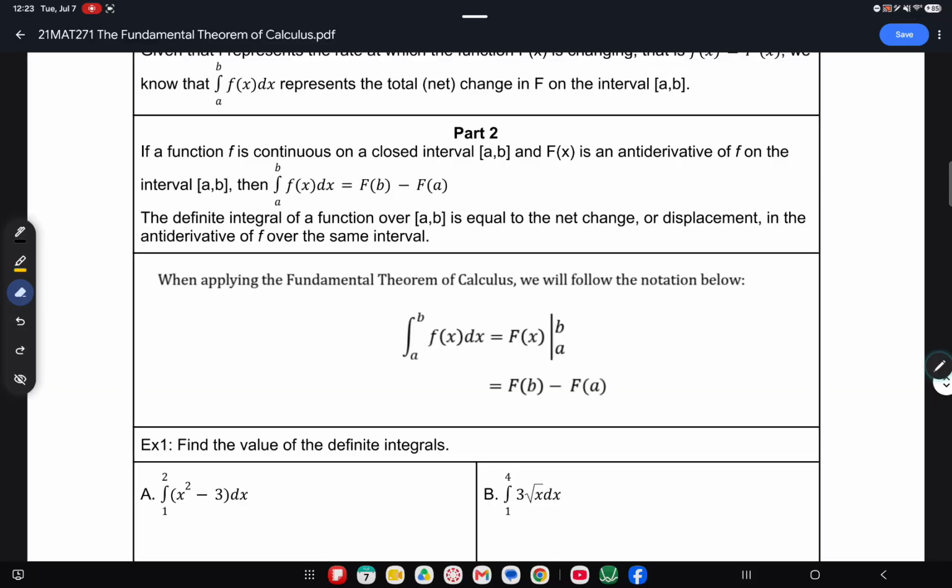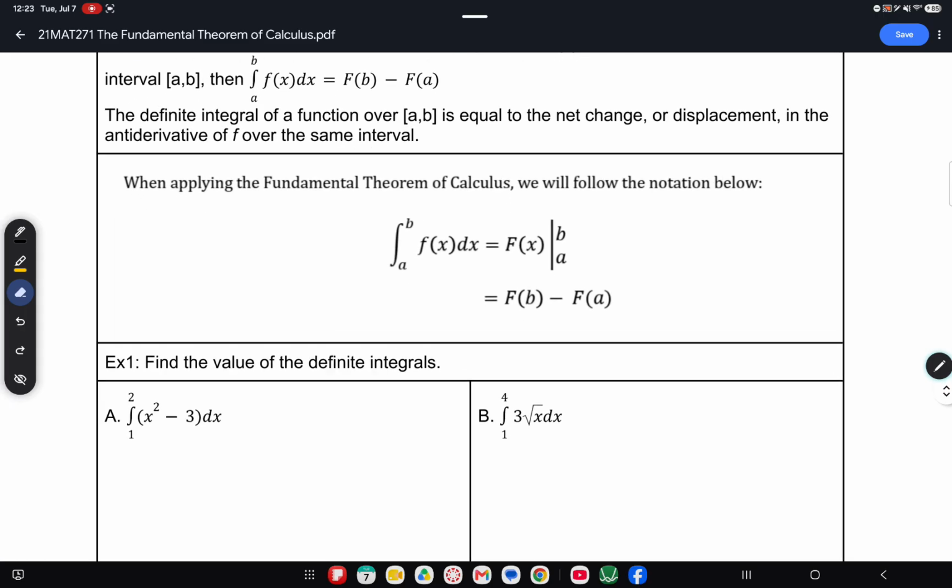So part 2 is if a function f is continuous on a closed interval [a, b], and big F of x is an antiderivative of f on the interval [a, b], then the integral from a to b of f of x dx is big F of b minus big F of a. So the definite integral of a function over a to b is equal to the net change, or the displacement, in the antiderivative of f on the same interval.